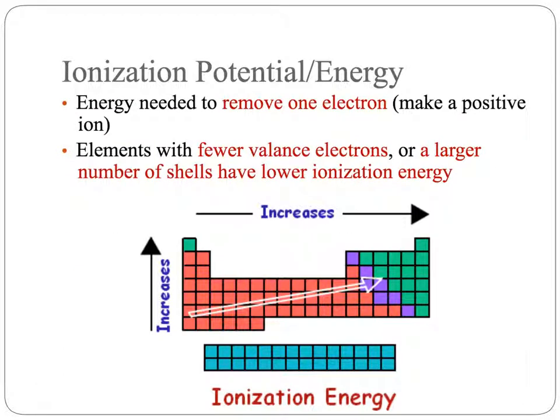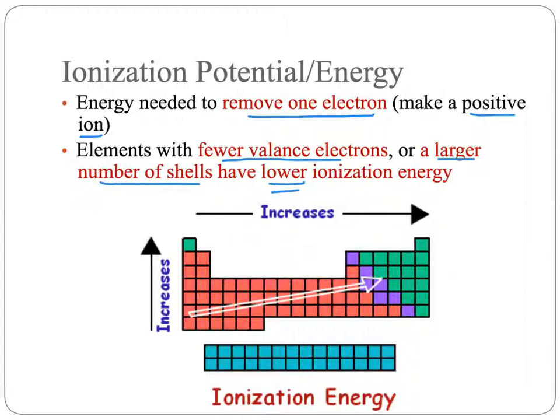So the first one I want to talk about is ionization potential, also known as ionization energy. And this is the amount of energy needed to remove one electron, that first electron, from a neutral element and turn it into a positive ion. In general, elements that have fewer valence electrons or are just a larger atom in general, they have a larger number of electron shells, a larger number of orbitals, will have a lower ionization energy.